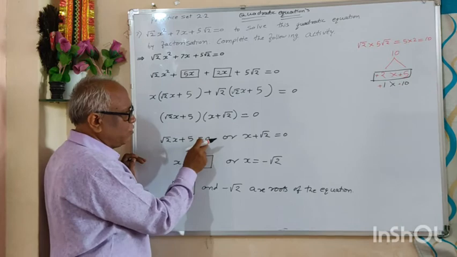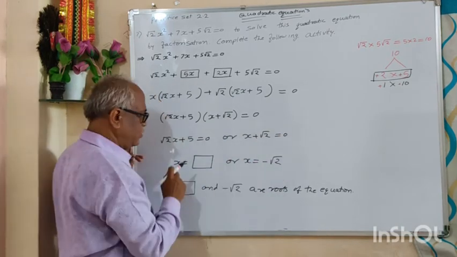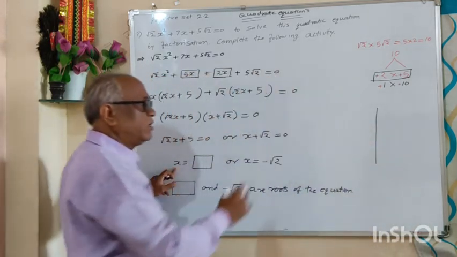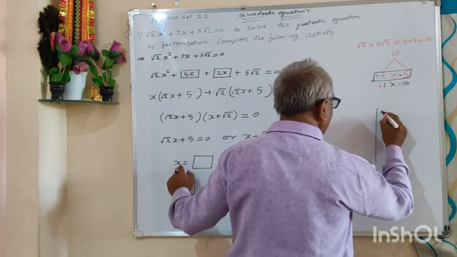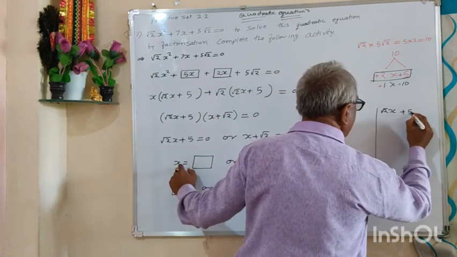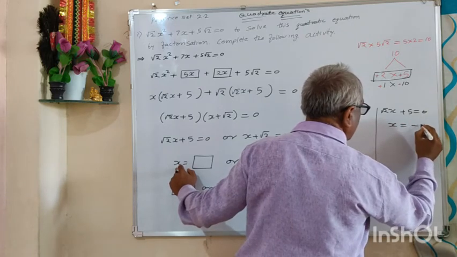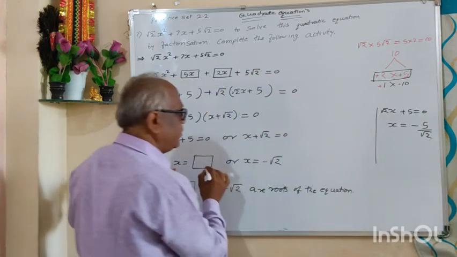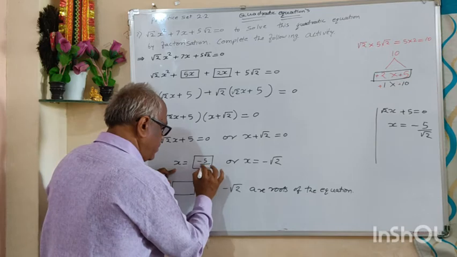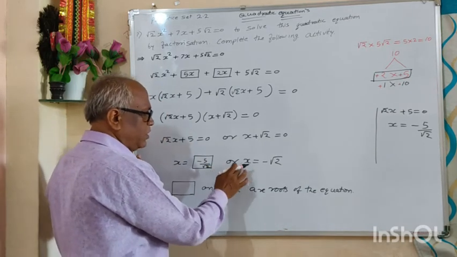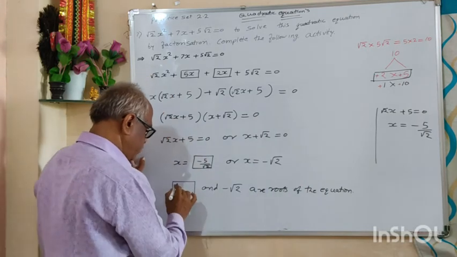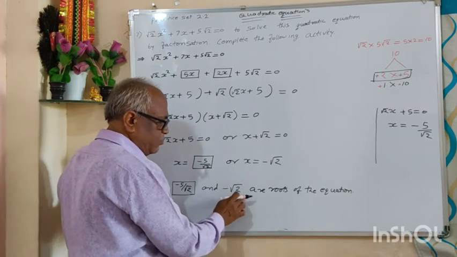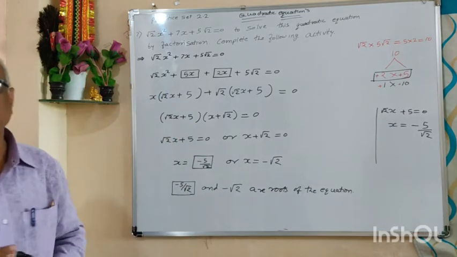This first bracket is equal to 0 or the second bracket is equal to 0. Now x is equal to, this term we will solve here in the rough work. Now here root 2 x plus 5 is equal to 0. Therefore x is equal to, plus 5 goes to the other side, minus 5 upon root 2. Now x is equal to minus 5 upon root 2, or x is equal to minus root 2. That means minus 5 upon root 2 and minus root 2 are the roots of the equation.